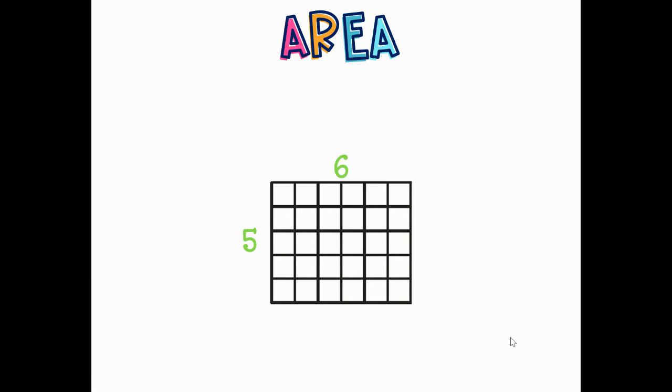So I would just multiply 5 times 6 and my answer would be 30 square units. Don't forget your label in your answer. And to check myself, since I have these squares here, I can go back and count and make sure that there are actually 30 squares.